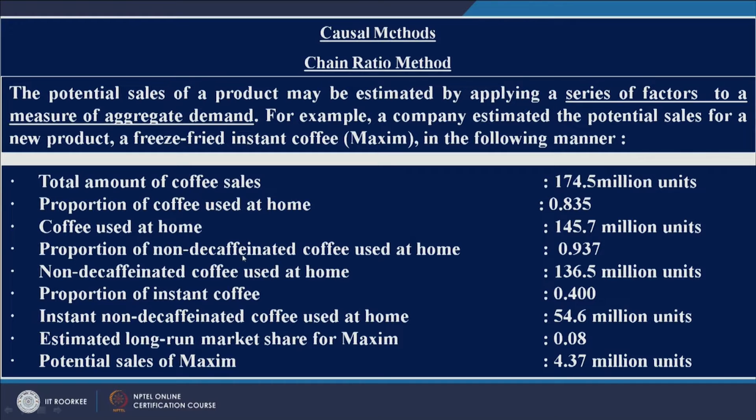Proportion of non-decaffeinated coffee used at home is 0.937. So, non-decaffeinated coffee used at home would be very simple, just multiply these two values, right, you will get this value. Proportion of instant coffee 0.40, right. So, instant non-decaffeinated coffee used at home would be multiplication of these two, right, you will get this number.